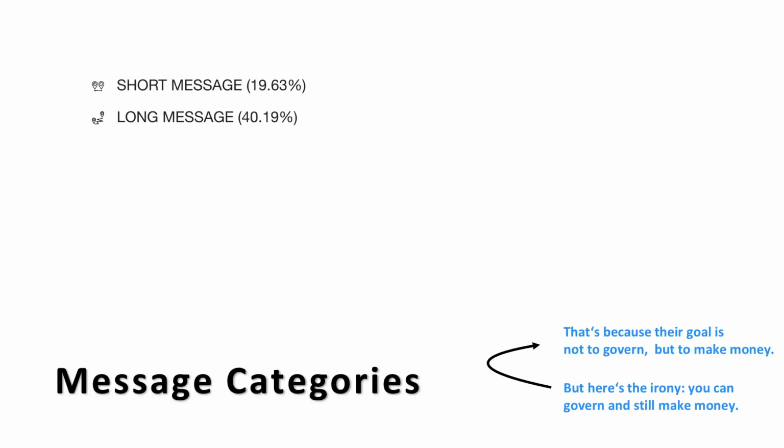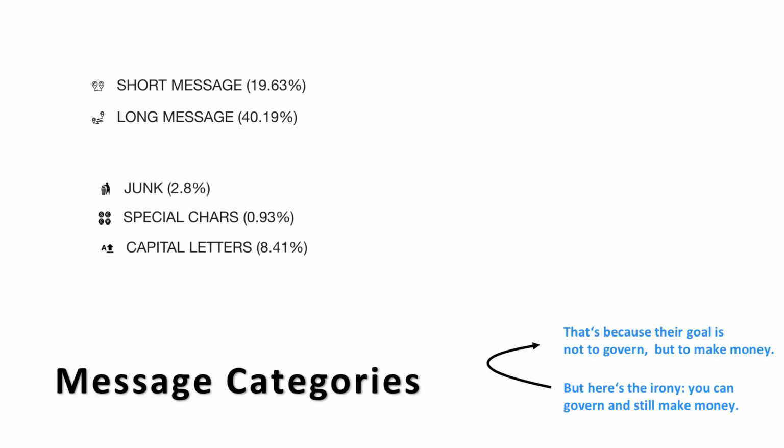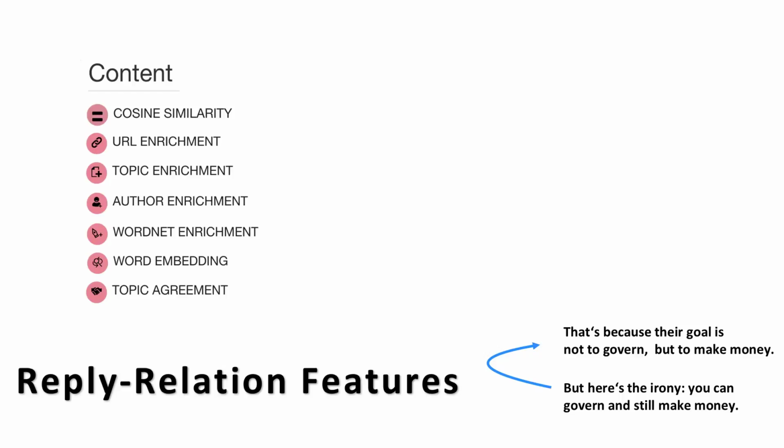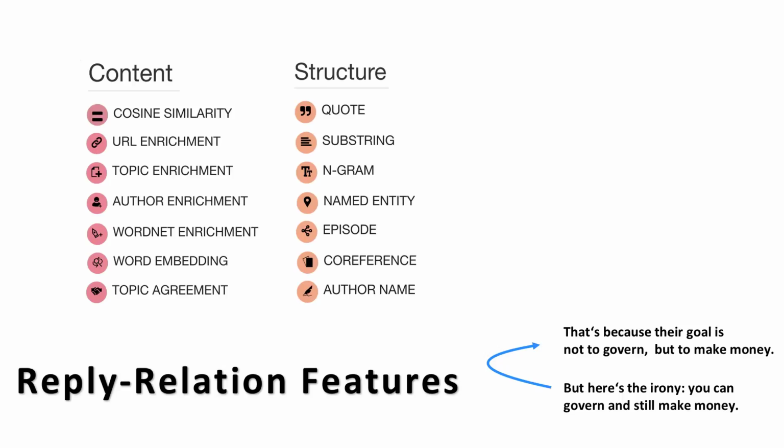These are, for example, short messages, others containing special characters, messages by highly active authors, and yet again others containing quotes. In addition, we extract reply relation features that indicate the likelihood of a connection between two different messages. These are content features, such as a high topic agreement, structural features, such as the mention of the same quote, and meta features, such as the time distance between the two different posts.